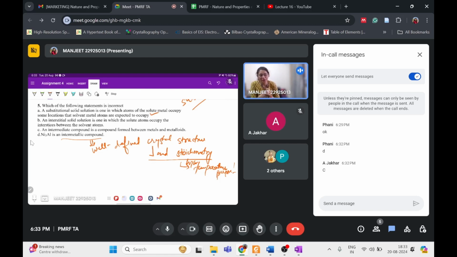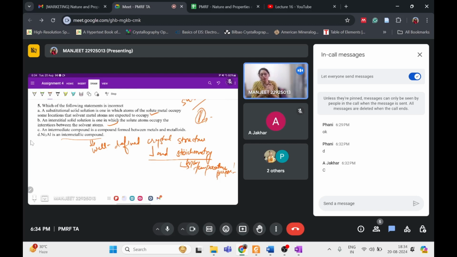Let's move to B. An interstitial solid solution is the one in which the solute atom occupies the interstices between the solvent atoms. Yes, this is also true, and whether it occupies the interstitial or the substitutional position depends upon the size of the solute atom. So B is also the correct one.